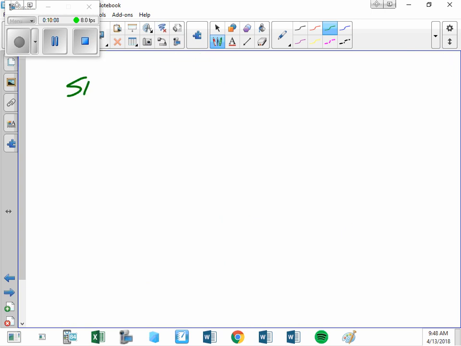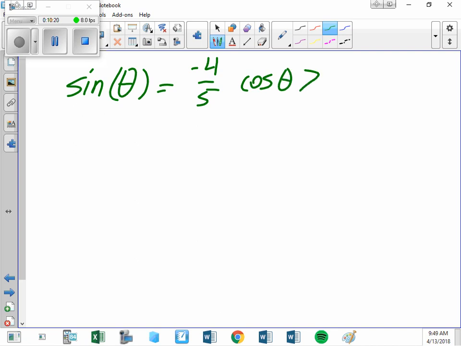Okay, let's say the sine of theta is -4/5, and the cosine of theta is bigger than 0. What is the sine of theta over 2?